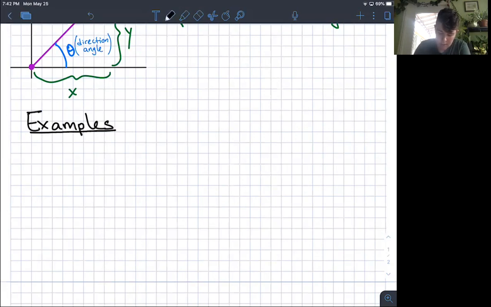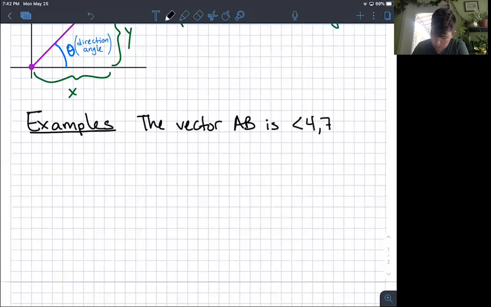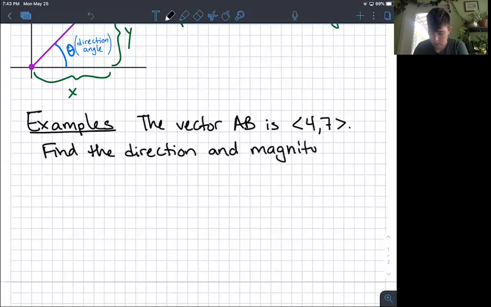Okay, so let's do something different. Let's say the vector, we'll just say AB, is ⟨4, 7⟩. What I want you to do is find the direction and magnitude.